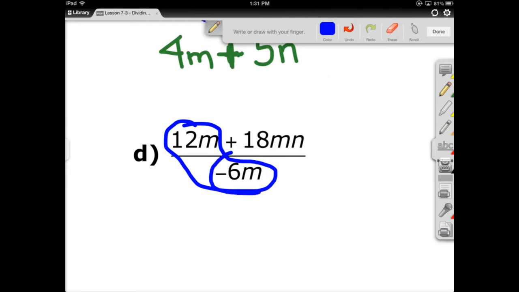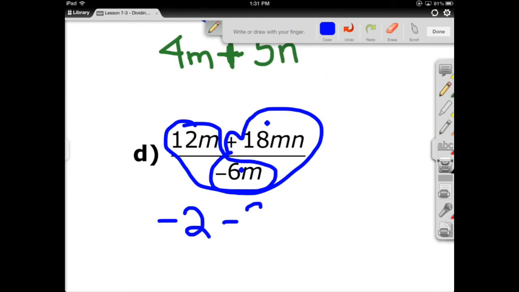And I won't switch the colors this time. I'll just go like that. So 12 divided by negative 6 is negative 2, and the m's cancel. And then I look here, and this is 18 divided by negative 6 is negative 3. Again, the m's cancel, and I'm just left with n. Okay, so that's a fairly quick way to do a problem like this.